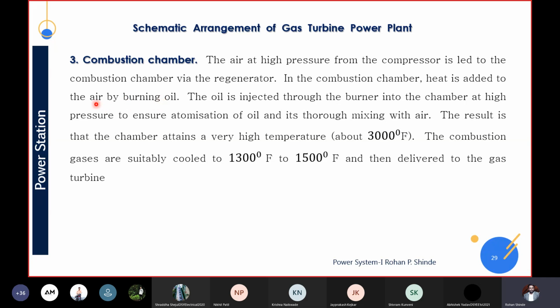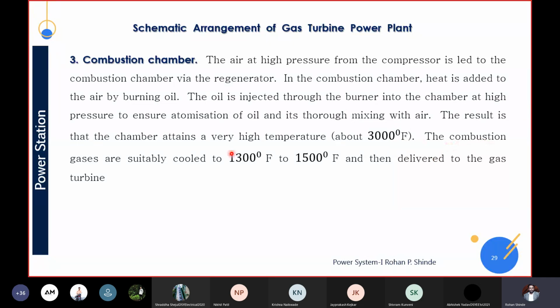Due to this burning oil, heat is produced, and this oil is injected through the burner into the chamber at high pressure, and to ensure atomization of oil, it is mixed with air. That means the burning of oil takes place, and due to this burning heat is produced. The result in the chamber is a very high temperature, and I have told you that this very high temperature is nothing but 3000 degrees Fahrenheit.